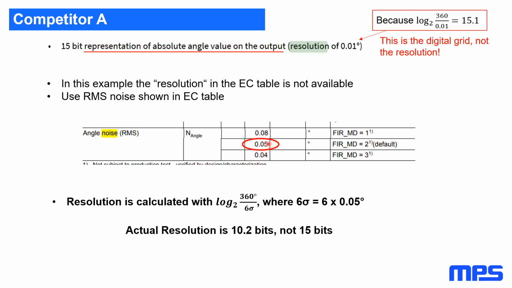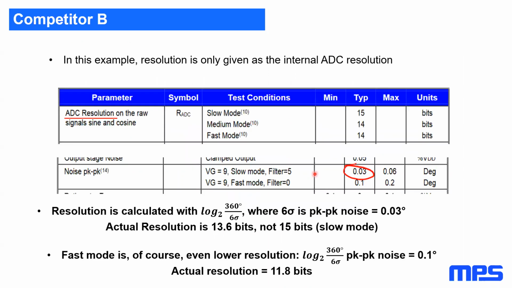Make sure you convert it into the actual angle noise. Make sure you're looking at peak-to-peak noise. And then perform this calculation, the log base 2 of 360 over that noise. And we see that the sensor resolution is 10.2 bits. If you needed a 15-bit sensor for this application, this will not work. And you won't find out until you've built your system and it's unstable and you're saying, man, what's going on here? We've got another competitor.